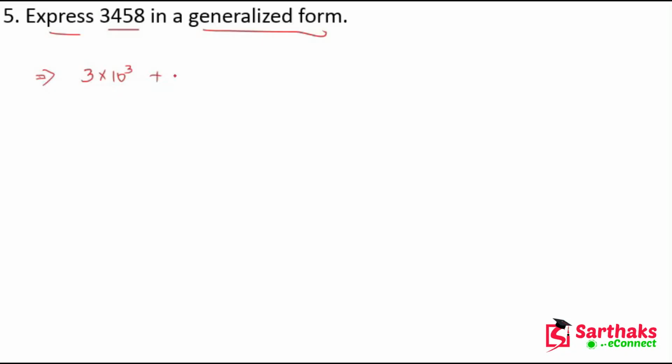Now plus 4 into, after 4 there are just 2 digits, so we write 100. Plus, after 5 there is just 1 digit, so we write 5 into 10. Plus, now we write 8 into 1. So this is very easy. Now you can express the general form of any digit number.